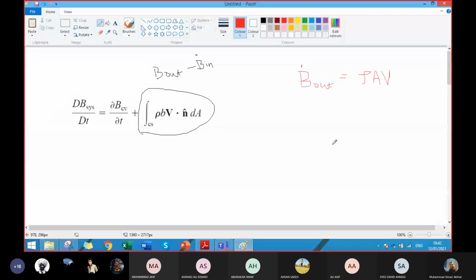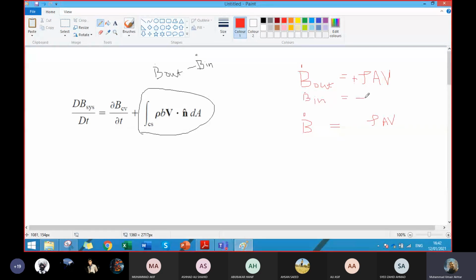Yes, sir. If I say I don't know if it is an outlet or an inlet, then B dot would be rho area into velocity, right? Because we are based on B dot out, we are adding a positive sign here, and based on B dot in, we are adding a negative sign here, right? For the time being, I say I don't know what B is, if it is an inlet or an outlet.